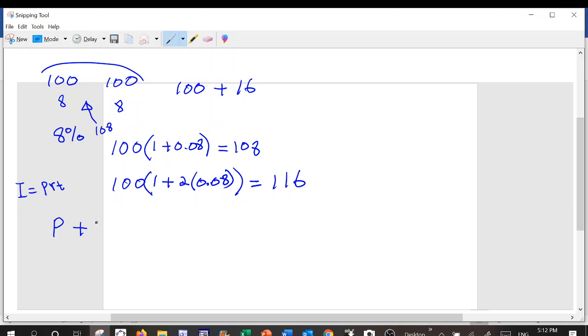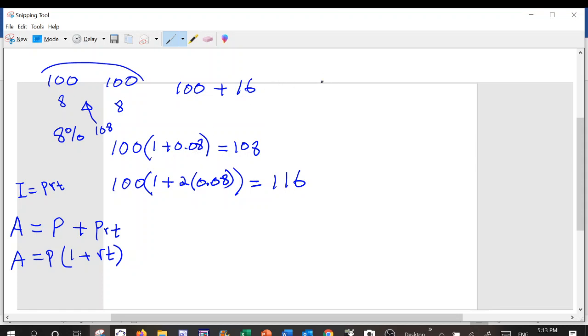So that means the value of the money I owe you is P plus PRT. That's the interest, and that's the principal. And if you simplify it, factor P out, you get P times 1 plus RT. So that is the simple interest.